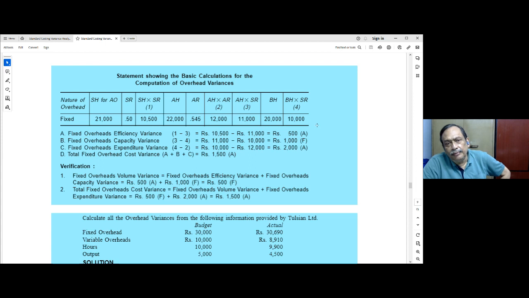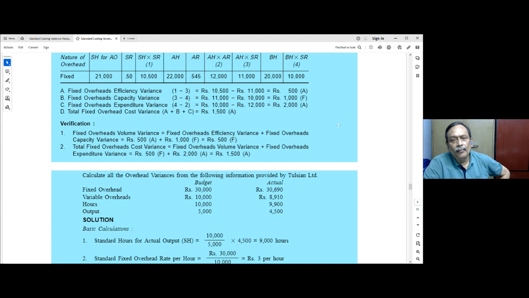Now, fixed overhead efficiency, 1 minus 3, that is 10,500 minus 11,000, comes to rupees 500 adverse. Fixed overhead capacity, 3 minus 4, that is 11,000 minus 10,000, that is rupees 1,000 favorable. Fixed overhead expenditure, 4 minus 2, that is 10,000 minus 12,000, that is rupees 2,000 adverse. And total fixed overhead cost variance will be the aggregate of fixed overhead efficiency, capacity, and expenditure.